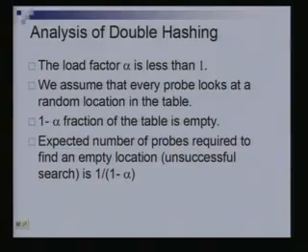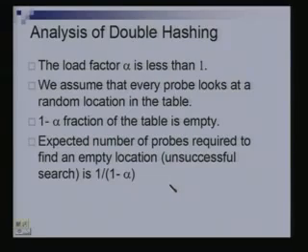Because the first time, with 9/10 probability, I will get to an occupied location, and so on and on. So roughly after 10 trials I will hit an empty location, because only 1/10 of the table is empty. So if 1 minus alpha fraction of the table is empty, then in an expected sense 1 over 1 minus alpha probes are required before I hit an empty location and declare it to be an unsuccessful search. So this is the expected number of probes required for an unsuccessful search.